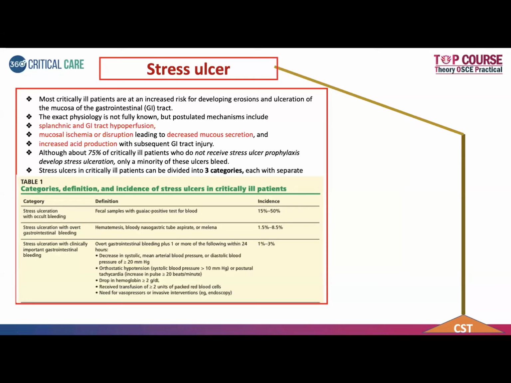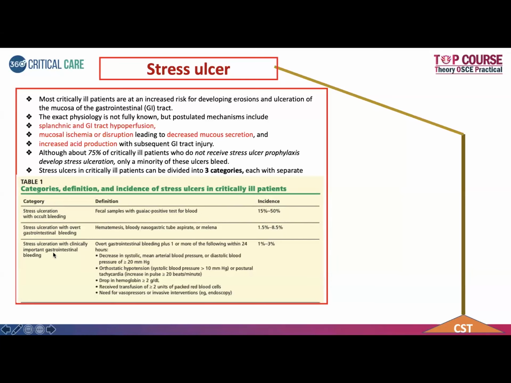So what are the three categories of stress ulcers? So category 1, stress ulceration with occult bleeding. So with occult bleeding, fecal sample will be positive for the guaiac test. So this test detects the presence of occult blood. So the incidence is almost up to 50% can have occult bleeding. So with overt gastrointestinal bleeding, that is clinically visible bleeding, hematemesis or bloody nasogastric tube aspirate or melena, that can be there in almost up to 8.5% of the patients.